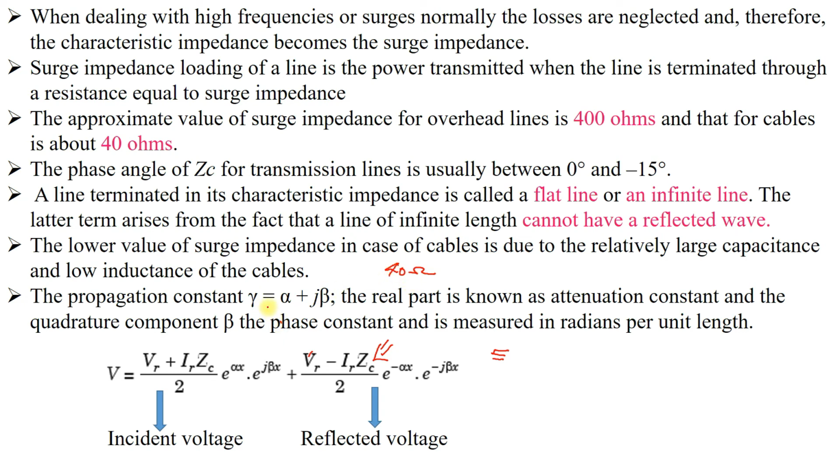The propagation constant gamma is equal to alpha plus j beta. The real part is known as the attenuation constant and the quadrature component beta is the phase constant, measured in radians per unit length. So this formula you have to remember. This is considered as the incident voltage, because the power of e here is positive, and here you can see e power minus j beta x, so this term is termed as the reflected voltage.